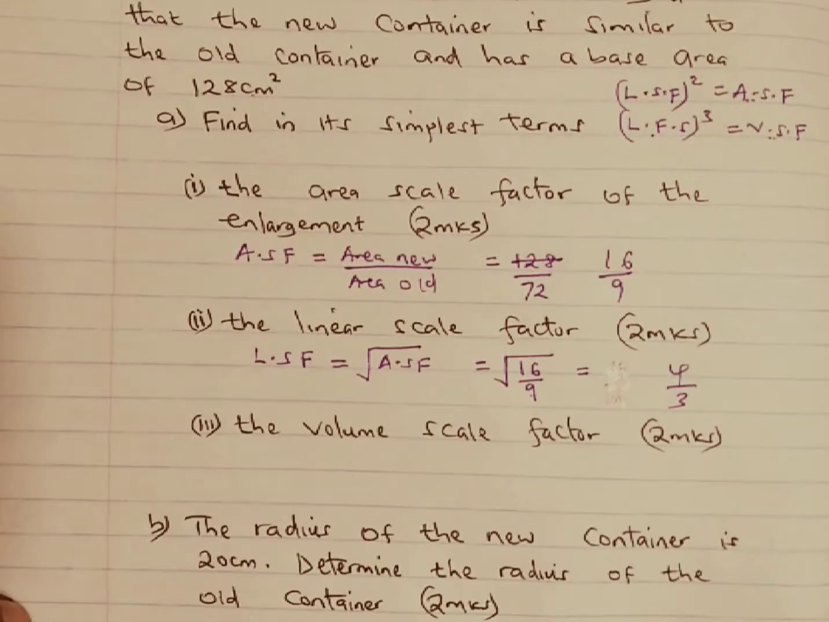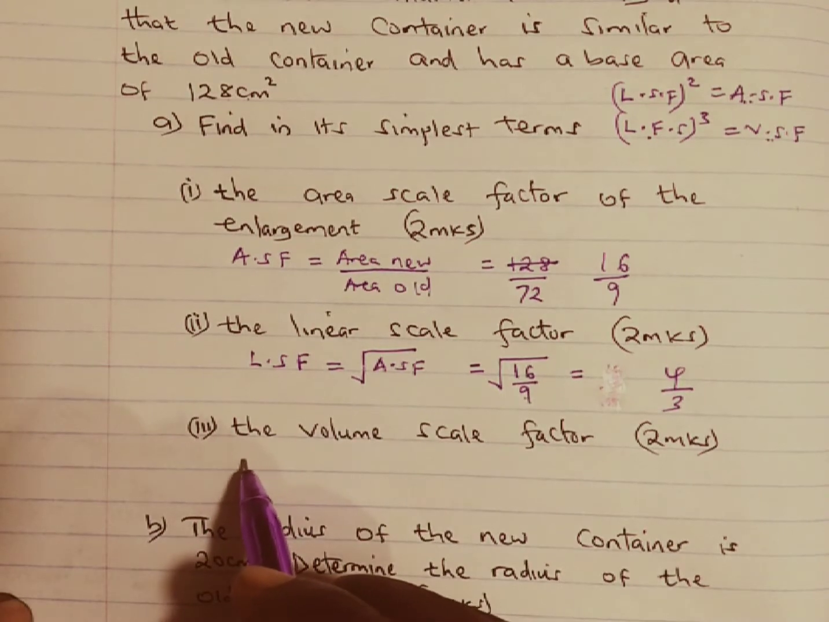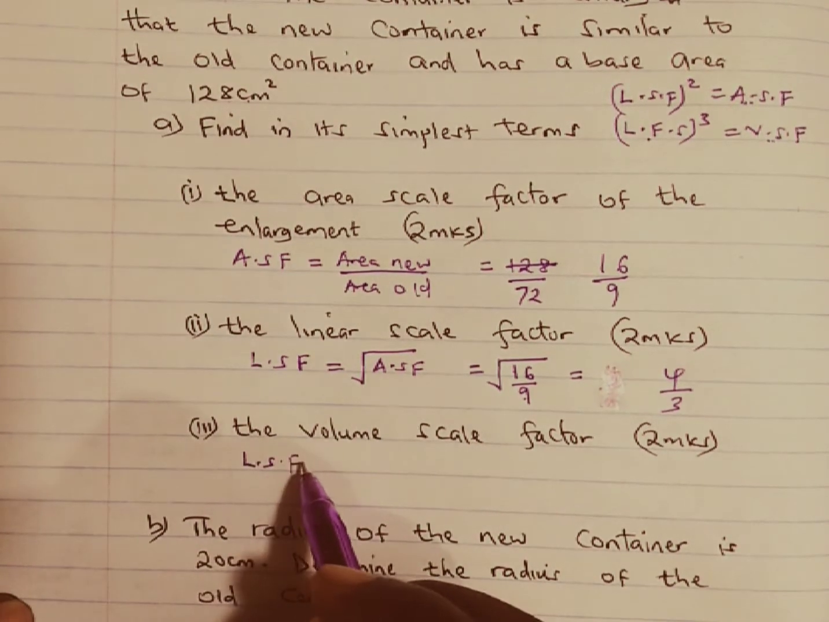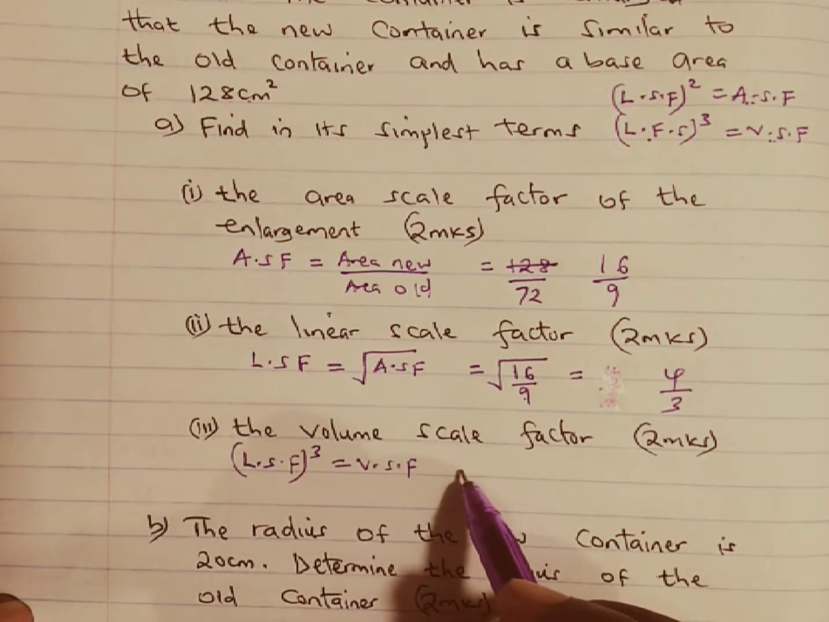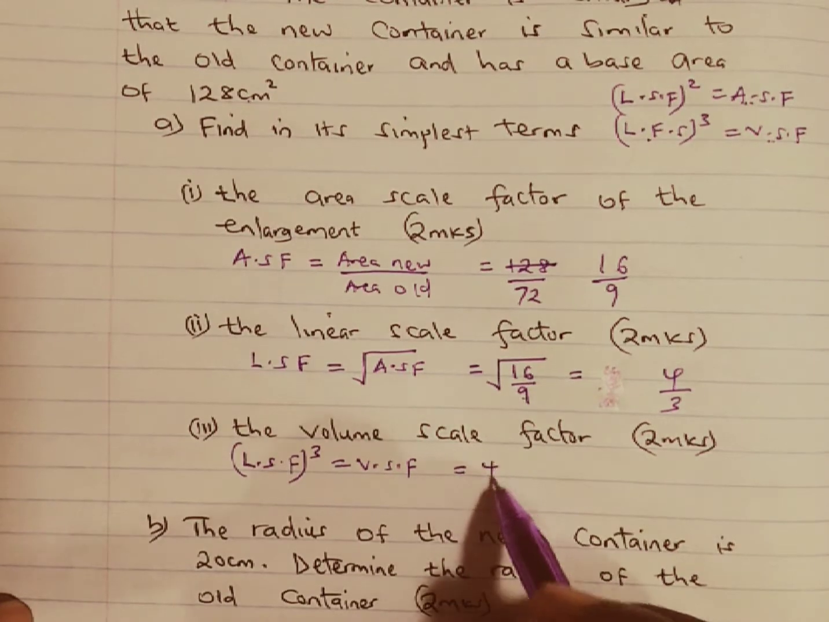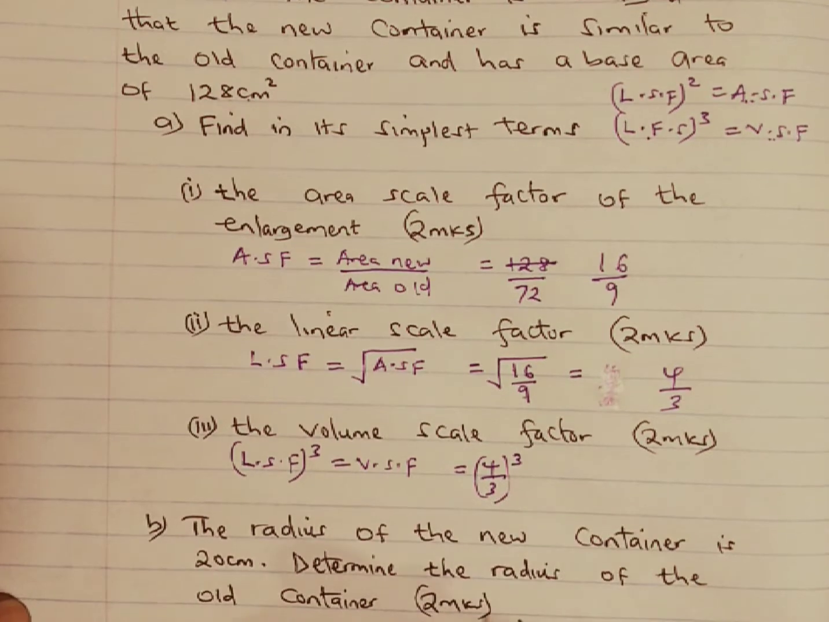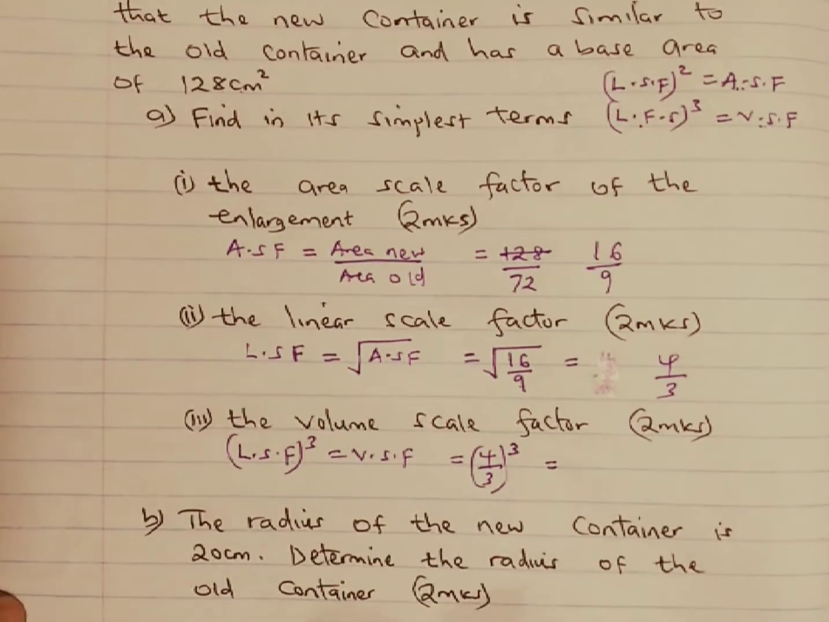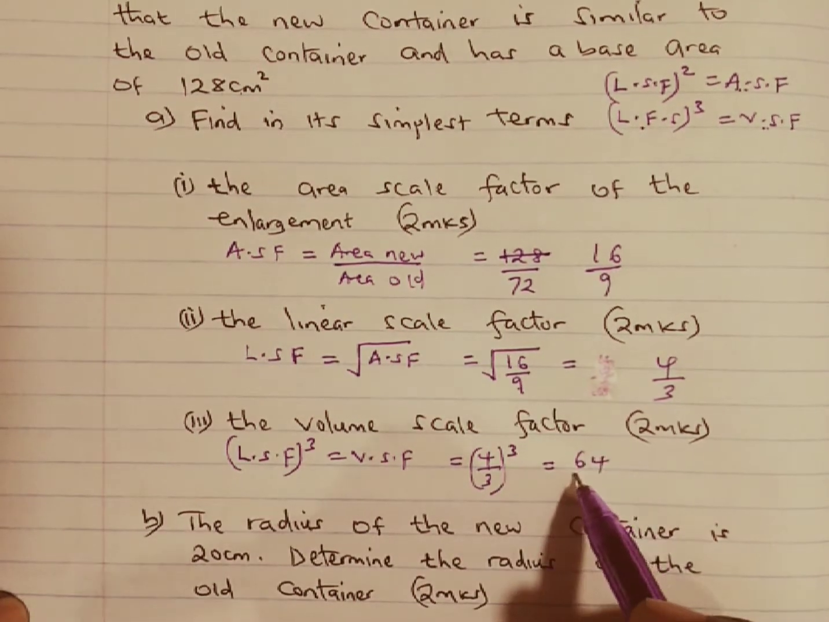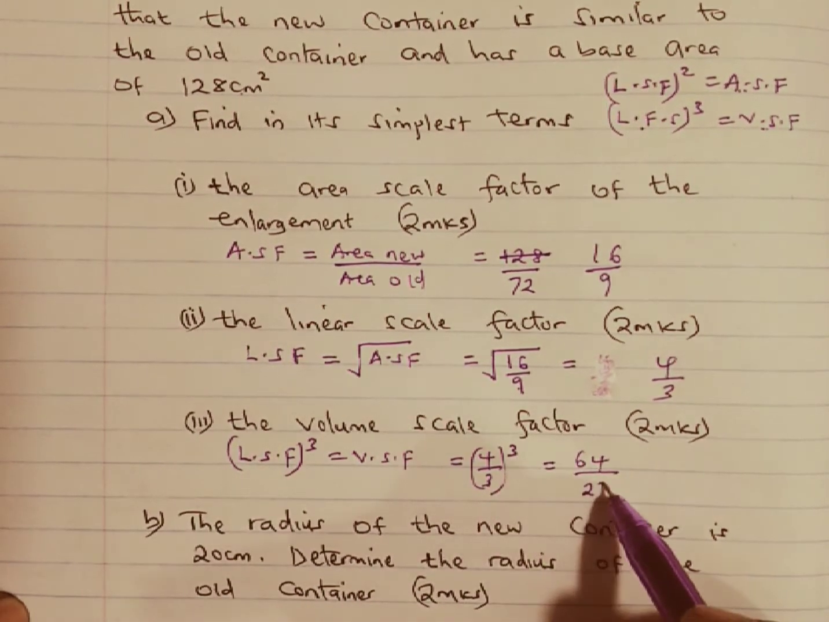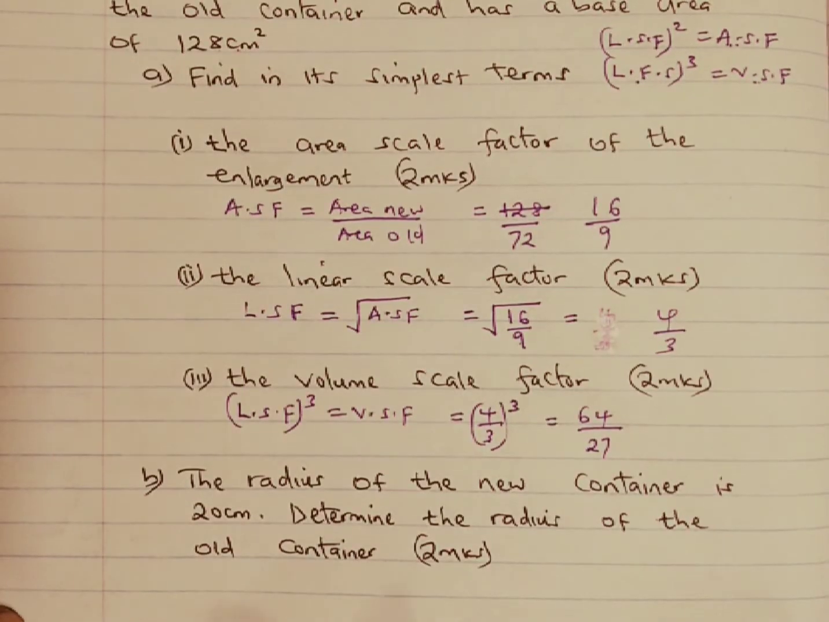We move down. Roman 3, we are supposed to get the volume scale factor, and we know if you take the linear scale factor, you cube, you'll get the volume scale factor. In this case, the linear scale factor is 4 out of 3, and if you cube this linear scale factor, you are going to get the volume scale factor. If you take 4 cubed, you'll get 64. You divide by 3 cubed, you'll get 27, and that becomes our volume scale factor.